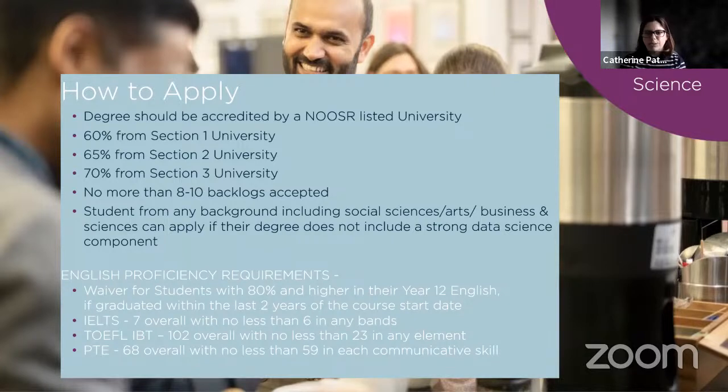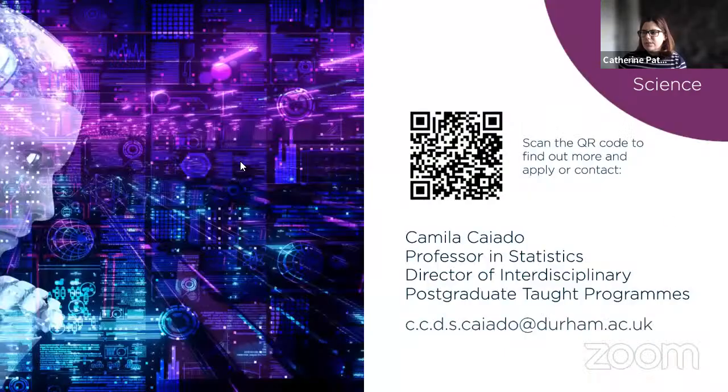Again, I'll put a slide up in a minute that's got some more contact details. So if you've got any questions at all on how to apply, or you want to know more about the programme, please do just get in touch with us. There's some information there on the screen. The QR code there will take you to the web pages about the Master of Data Science programmes. Camilla's email is also on there as well if you'd like to get in touch. And I'll leave that slide on the screen while I introduce Shannon, who's just going to talk a little bit more about her experience in Durham.